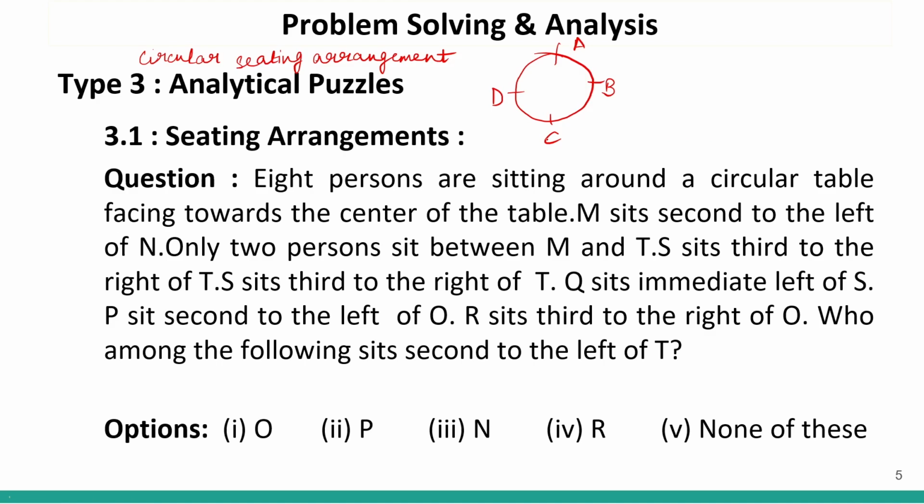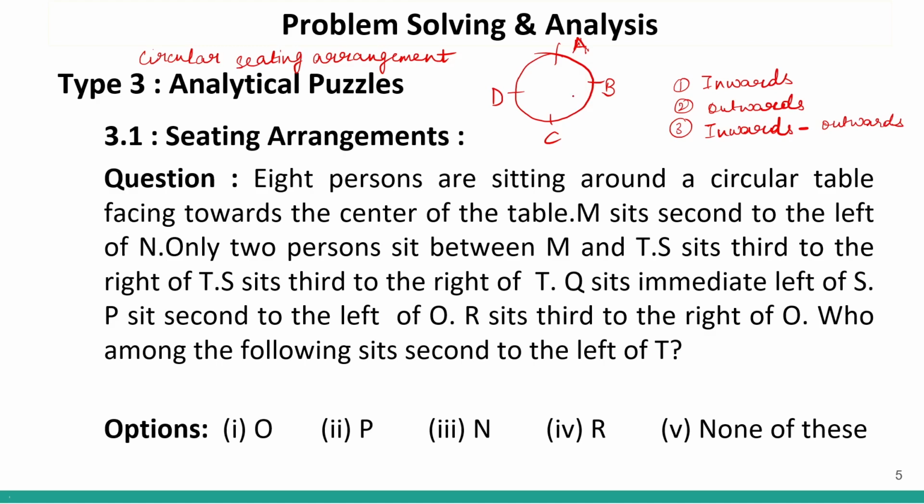Now A, B, C and D. Correct? This is circular seating arrangement. In this also you can get three possibilities: everybody is facing inwards, everybody is facing outwards, or some people are facing inwards and some people are facing outwards.